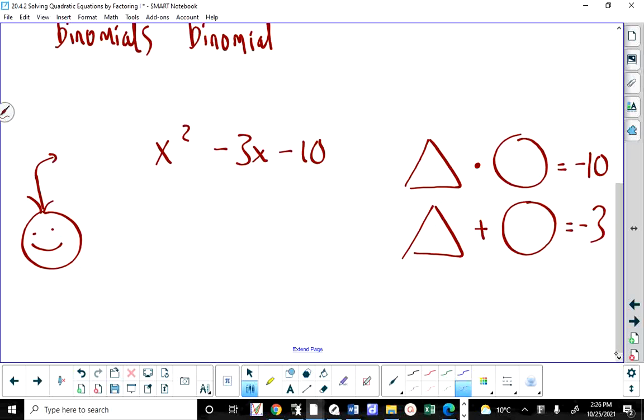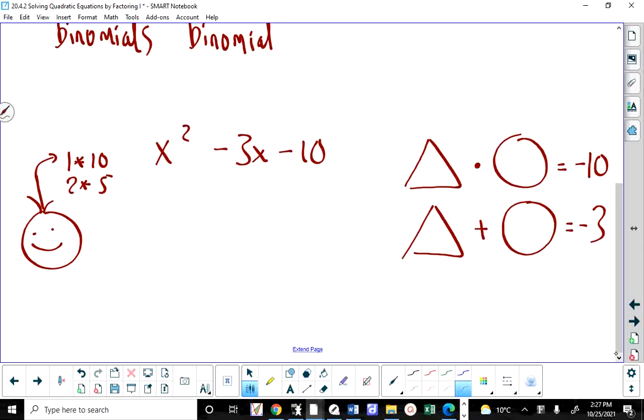So 10 is either, this is kind of the thought process going on in my head, 10 is either 1 times 10 or 2 times 5. That's it. I mean, in terms of integers, that's it. In terms of whole numbers, that's it. So then I say to myself, but they have to multiply to give negative 10. So one of these is positive and one is negative.